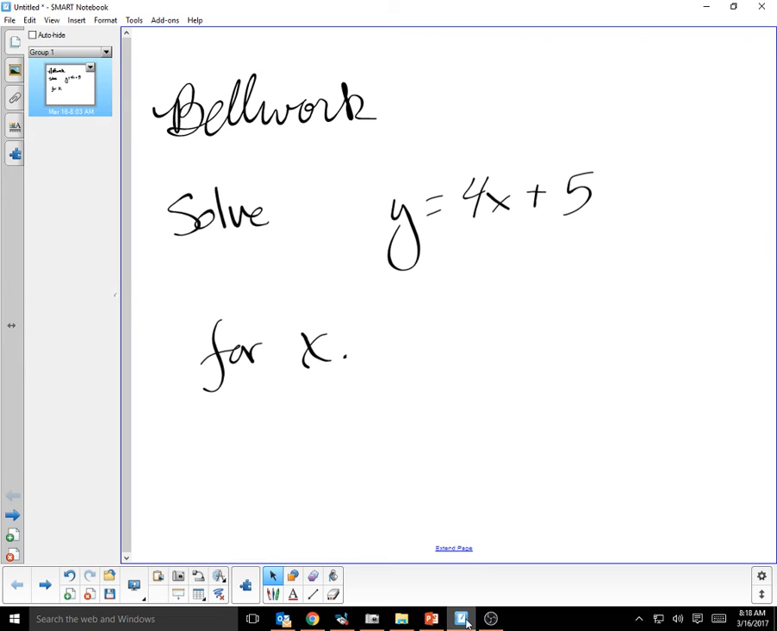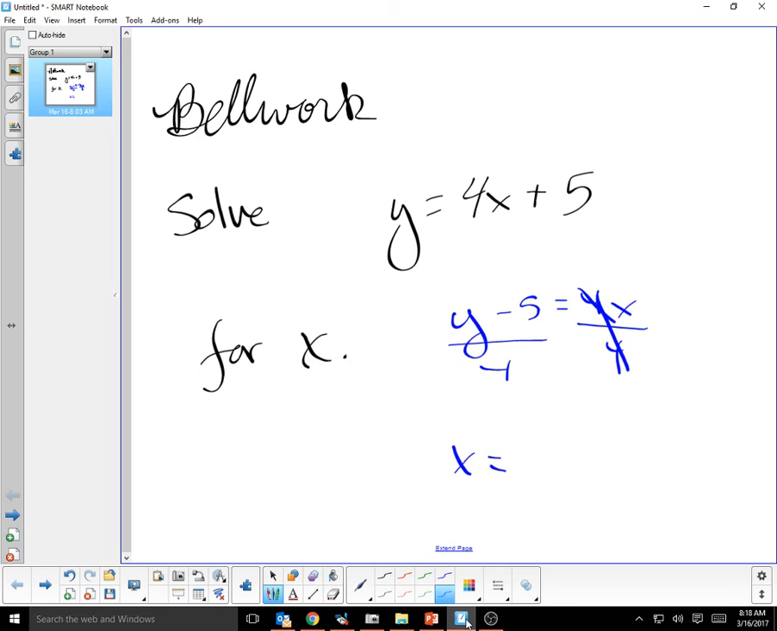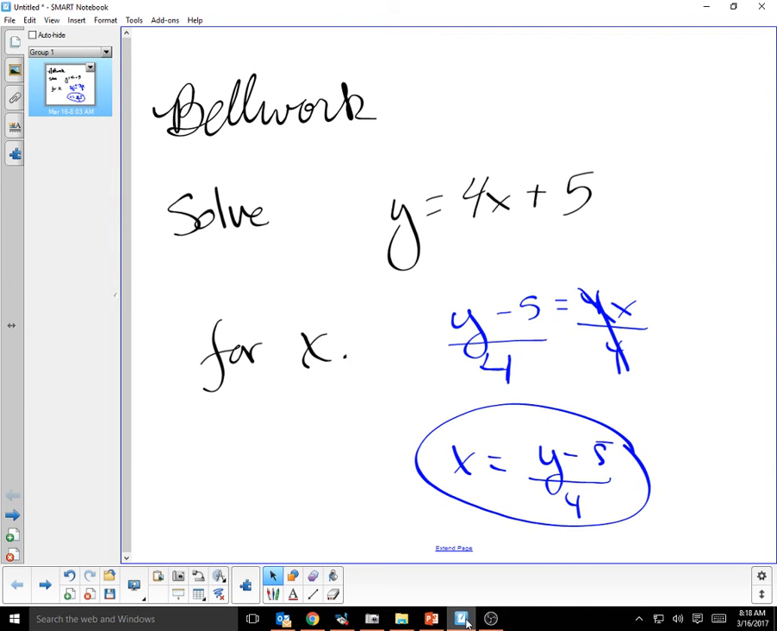The first step you should have taken was to move that 5 over, so that would have been y minus 5 is equal to 4x. Divide everything by 4. Therefore, x is equal to (y minus 5) over 4. All you're doing is solving for a specified variable. That is literally the easiest thing you can do. Questions on that? If you separate it into two fractions, that is also okay. So anyways, just wanted to check that out real quick.